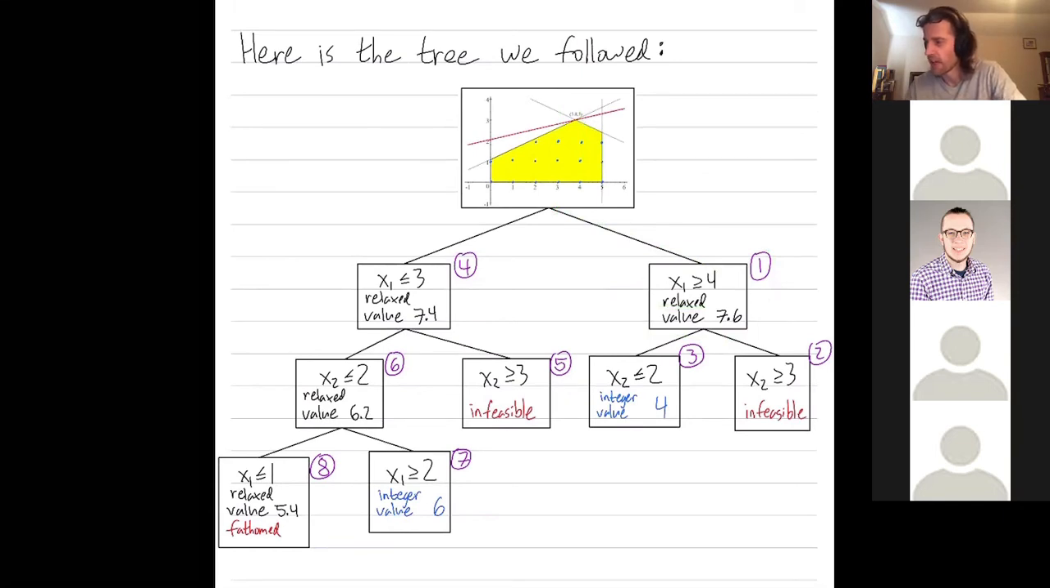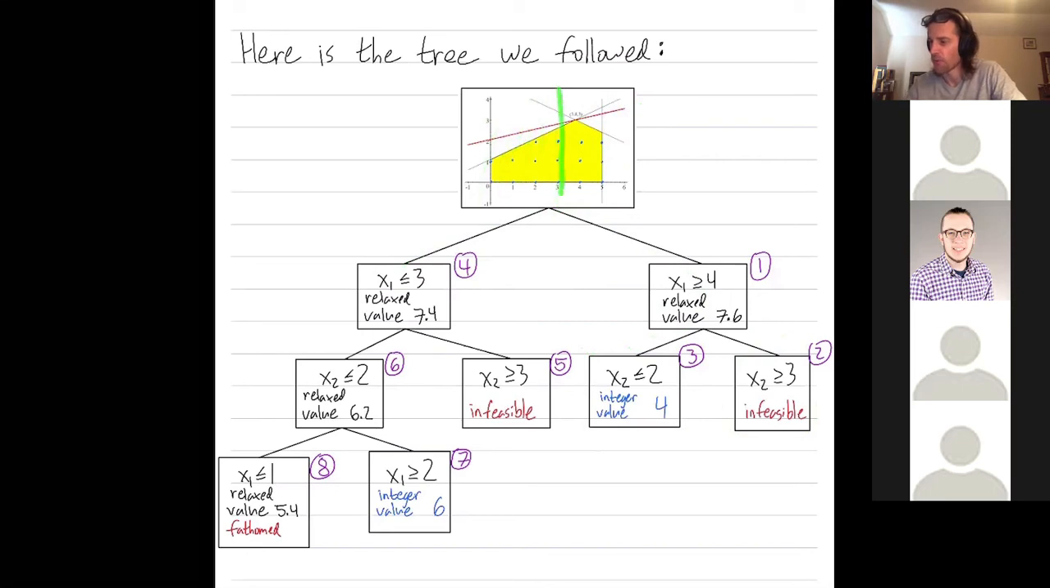And then we split again at 2 and 3. Above 3 was infeasible. There was nothing on the right-hand side above 3. On the left-hand side, below 2, I guess here, we found our first integer solution, and it had value 4. Okay. So then we sort of went back to the left-hand side. Now we need to explore everything where the x1 coordinate is at most 3.